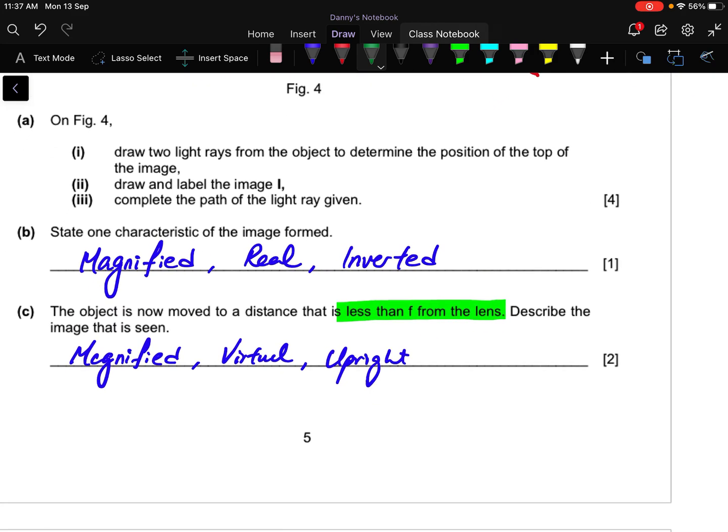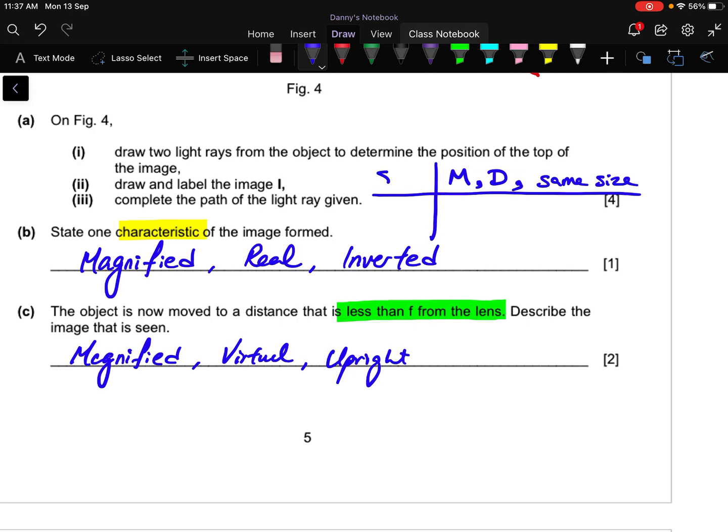Now part B is more on memory work. You need to know the image characteristics. And by image characteristics, there are 3 categories. First, magnified, same size, or diminished. This category is what we call size. Then after that, we talk about the type, which is either real versus virtual.